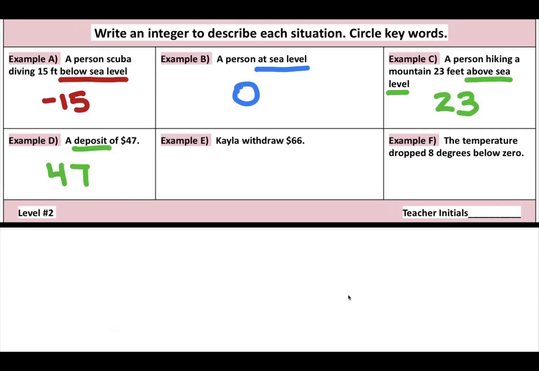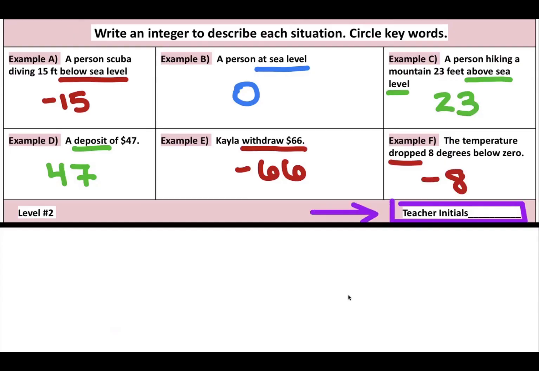Kayla withdrew $66. That means she took $66 out of her bank account. So that is negative. And then example F, the temperature dropped 8 degrees. That means it went down. So it is -8. Now, if your teacher wants you to, you can go ahead and get your teacher's initials for page number 1, and then come back to the video for page 2.